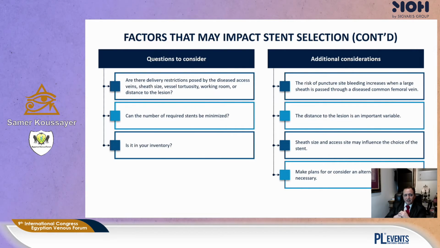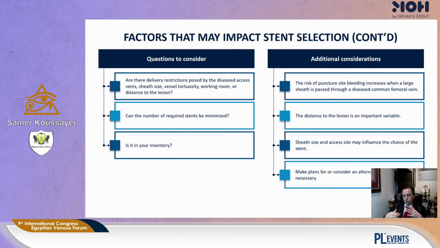Another question: are there delivery restrictions posed by the diseased access vein, sheath size, vessel tortuosity, working room, or distance to the lesion? Can the number of required stents be minimized? Because fewer stents are better, with less overlapping and fewer problems. Is it in your inventory? Do you have this kind of stent? The risk of puncture site bleeding increases when a large sheath is passed through a diseased common femoral vein. So you have to keep in mind the size of the sheath and the stent when you choose. The distance to the lesion is important.